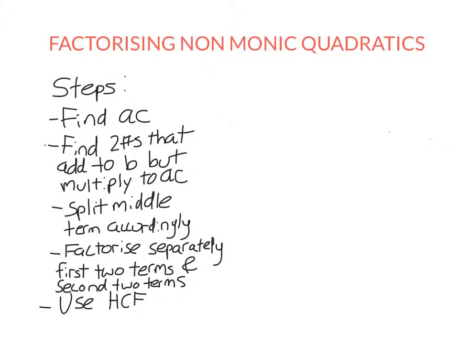All right, so let's now look at the example 3x squared plus 2x minus 8. So I'm going to factorize this. It's non-monic because the number in front of x squared is not 1. It's 3, so a is 3. B, the number in front of x, is 2. C is not 8. It is negative 8. So we're going to follow these steps again.